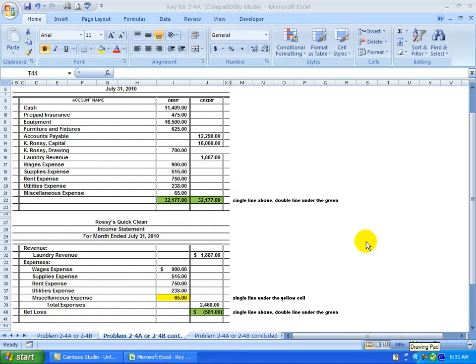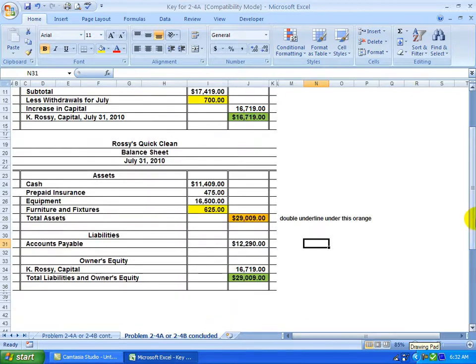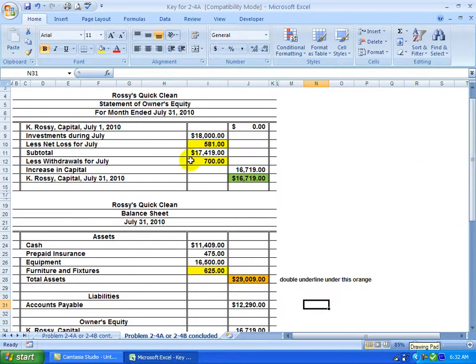In the previous video, we did the trial balance and then the income statement, and now I'm going to do the statement of owner's equity. The income statement has to be done previous to the statement of owner's equity because we need to know the net income or the net loss for the fiscal period. So we know that we have a net loss of $581. So now I'm going to do this one.